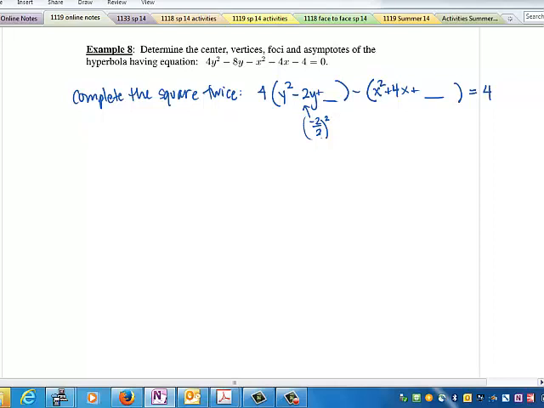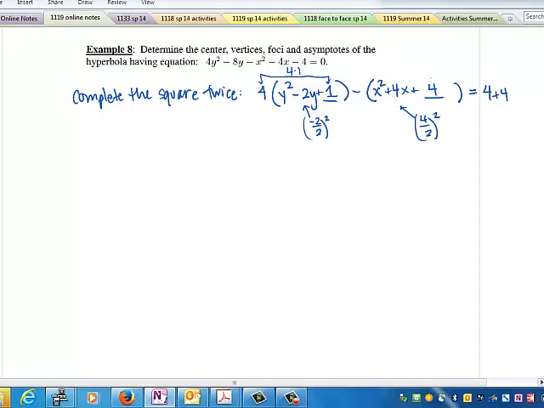So -2 divided by 2, that's -1, but when we square it we get 1. And then we'll take half of 4 and square it, we'll get 4. And then we've got a bunch of 4's we need to put on the other side. So here, when we wrote down this 1, it was really a 4 times 1. So we want to add that to the other side as well.